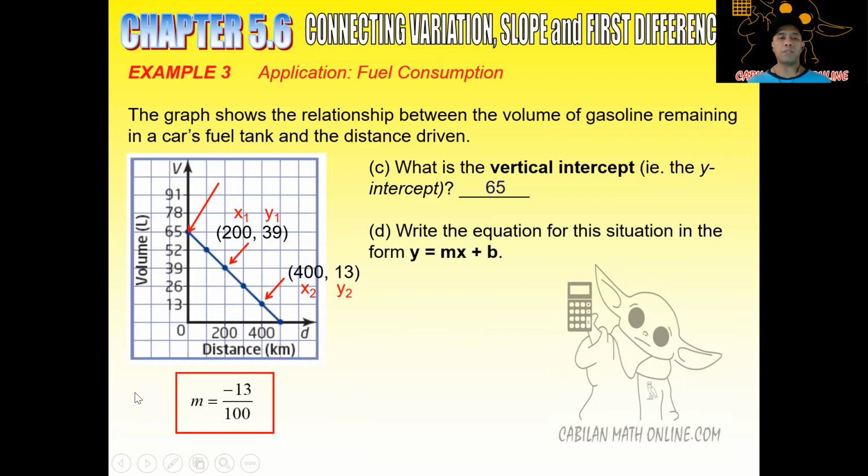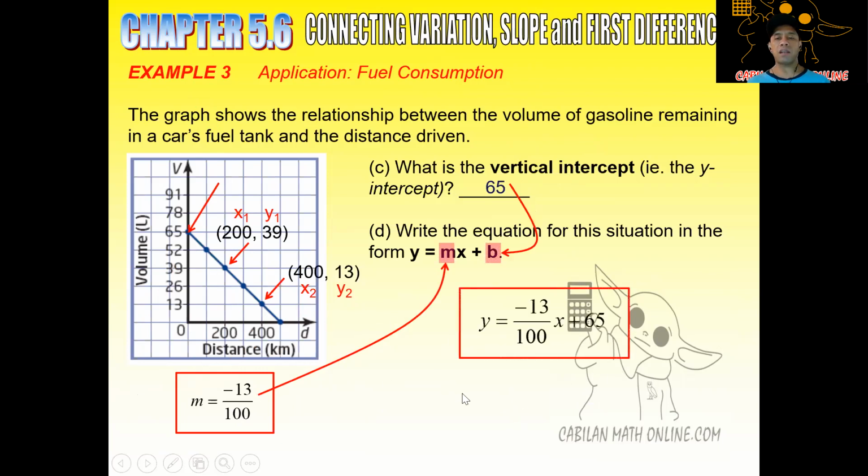So let's put this all together. We have a slope of negative 13 over 100. And remember that the vertical intercept, or the y-intercept, is going to be the letter b. So all we're going to do here is take this negative 13 over 100 and replace it in for the m, and take this 65 and replace it in for the b. So the equation of this line will be y = -13/100x + 65.